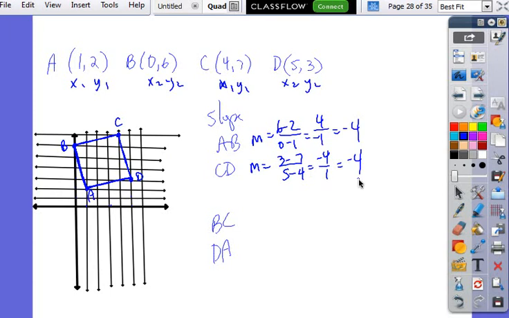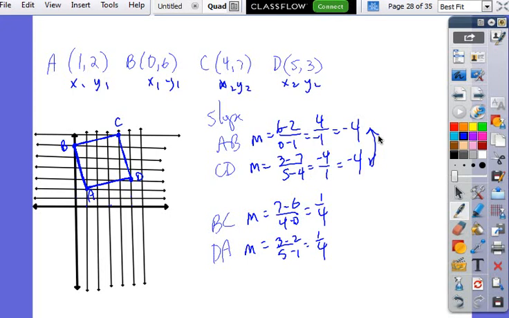Slope is the same. What does that tell me? Well, these two are parallel. If the other two are parallel, then I know parallelogram. So BC, B is my 1, C is my 2. 7 minus 6 over 4 minus 0. So that is 1 over 4. And then DA or AD doesn't really matter. 3 minus 2 over 5 minus 1. So these two slopes match. These two slopes match. So yes, it's a parallelogram.